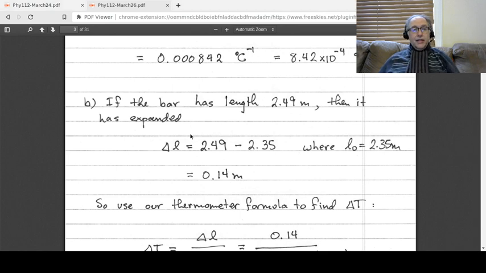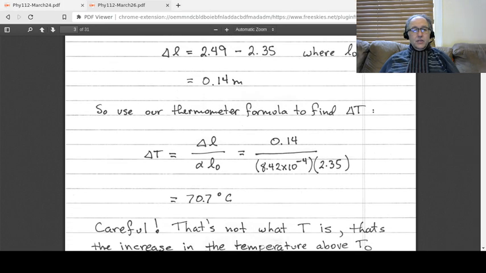And now if we plug that delta L into our equation, and here all I did was I took the equation above and I rearranged it so that delta T is isolated on the left hand side. So I have delta L over L naught, but also over alpha, and we plug in our numbers. Delta L we just determined was 0.14 meters. Alpha we determined in part A was that 8.42 times 10 to the -4. Also, L naught is 2.35. We work that out, and ta-da, we get 70.7 degrees Celsius.